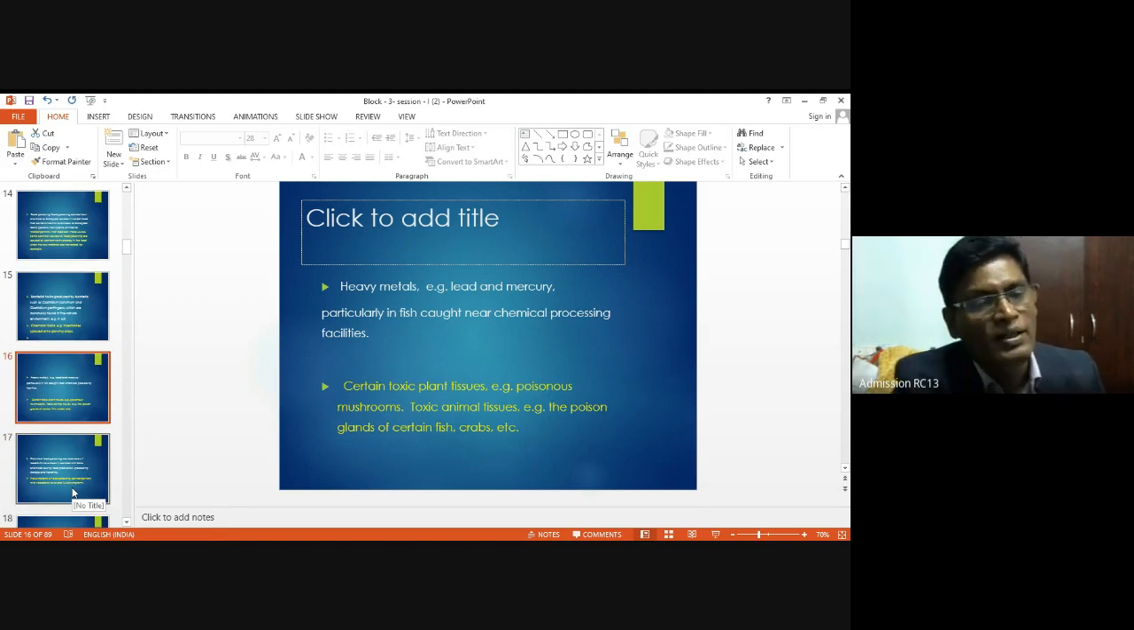Apart from that, there are heavy metals, for example lead and mercury, particularly in fish caught near chemical processing facilities. What will happen is that human beings consuming fish in larger quantities from water bodies where fish are caught, not commercially, but taken for food consumption, are affected.